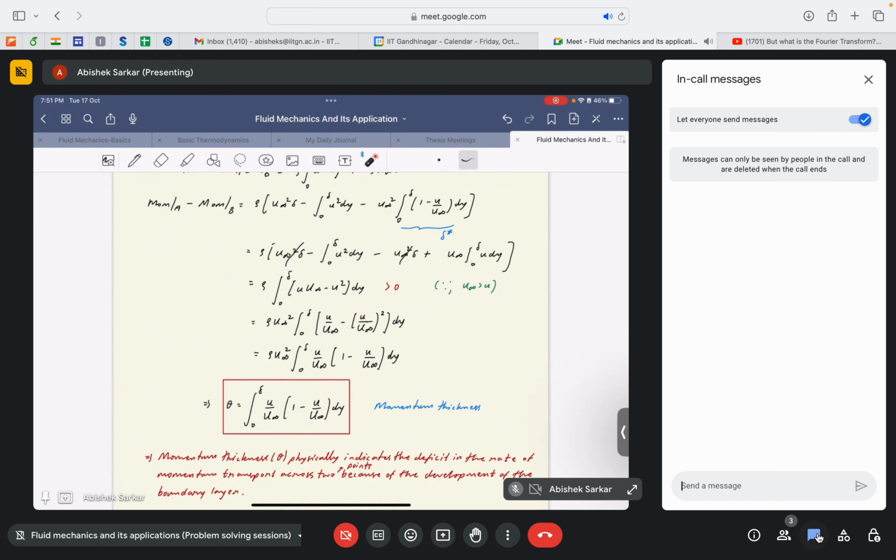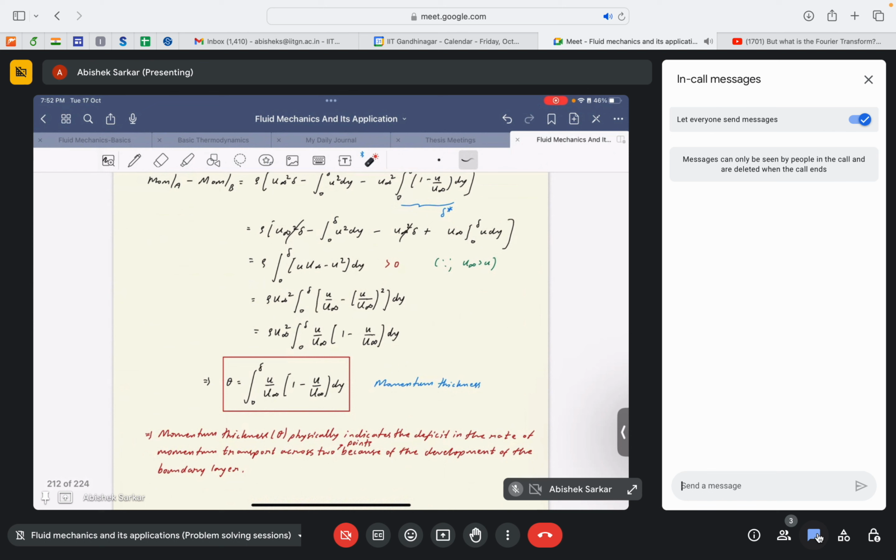So the momentum thickness theta can be given by the integration from 0 to delta of u by u infinity multiplied by 1 minus u by u infinity, integrated over y. See, that's the funny part I was discussing just a few minutes before. Here, how is the displacement thickness different from the momentum thickness? We just omit this term. If you omit this term, this is the displacement thickness.